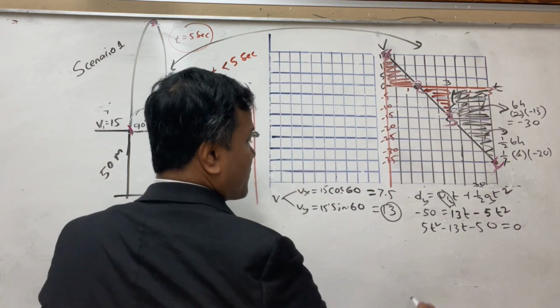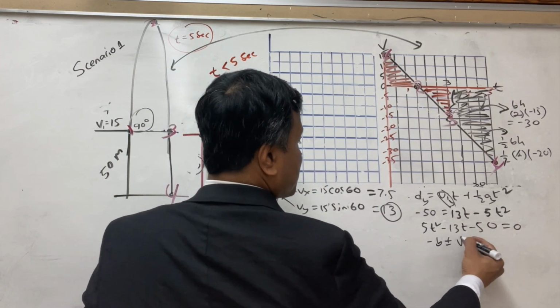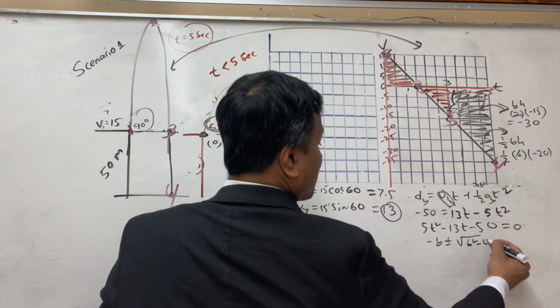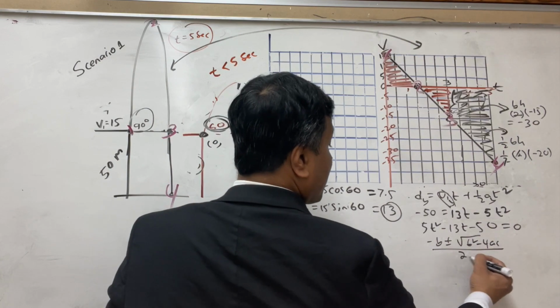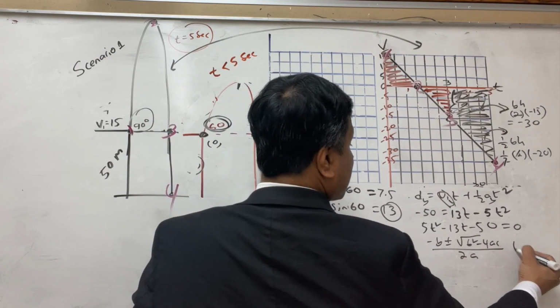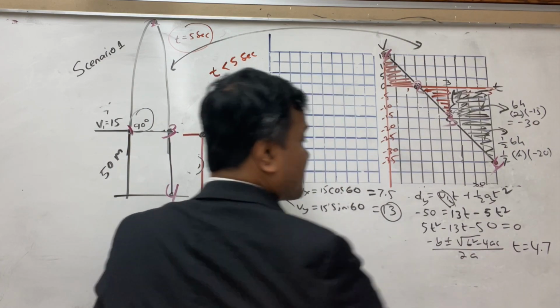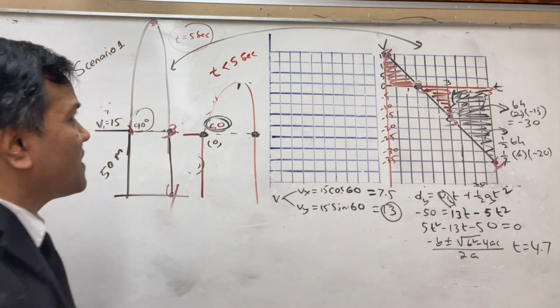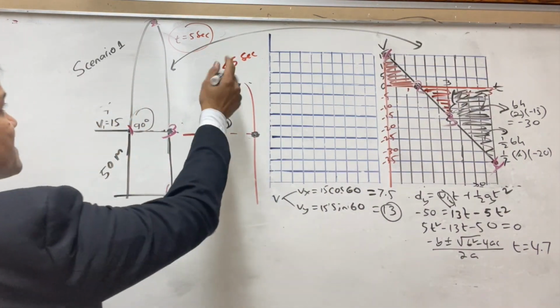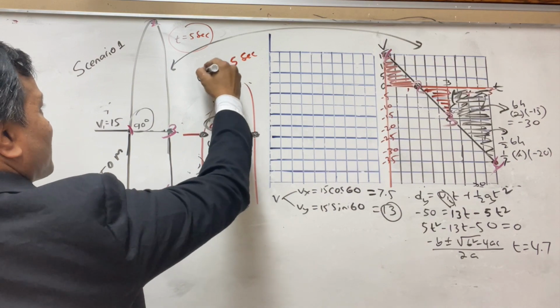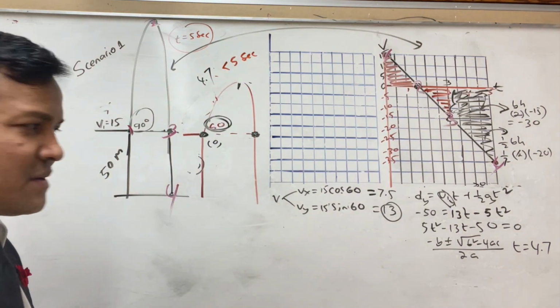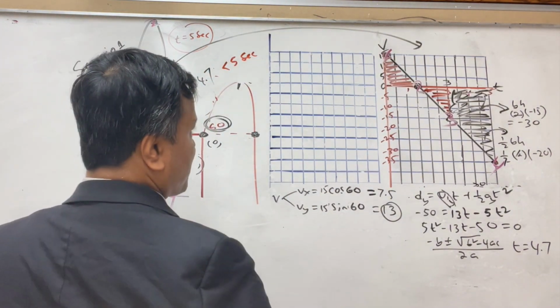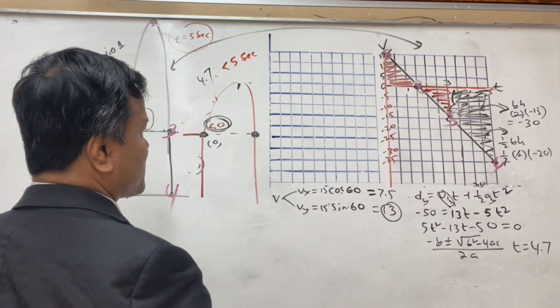If you use the quadratic formula, minus b plus minus square root of b squared minus 4ac over 2a, you have t is equal to 4.7. Okay, 4.7, alright. So I said that t is less than 5 because 4.7 is less than 5. Okay, good. So the ball is in the air for 4.7.